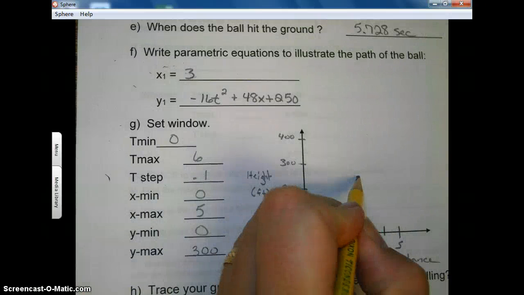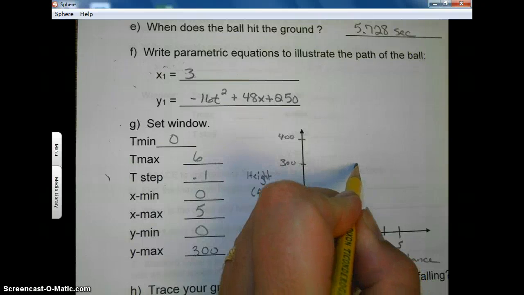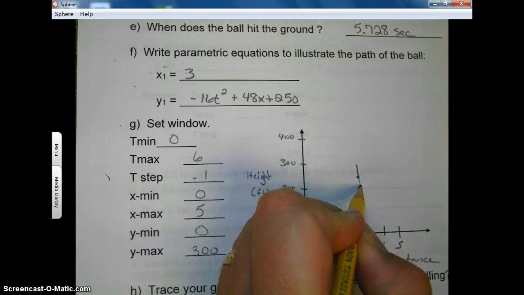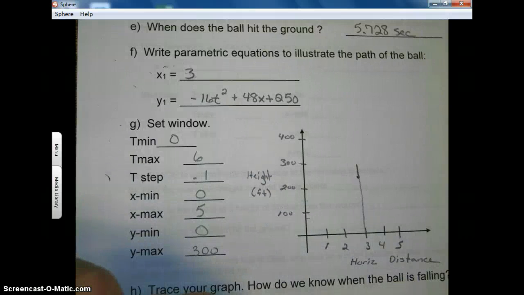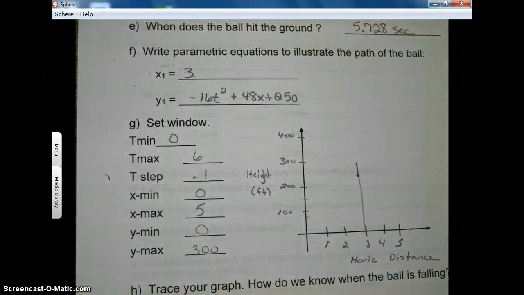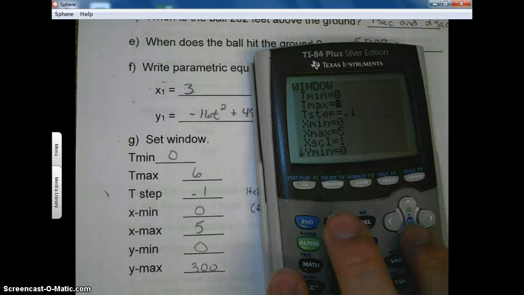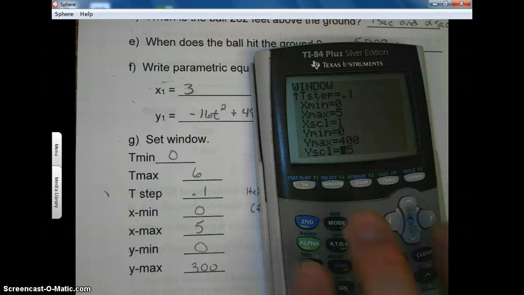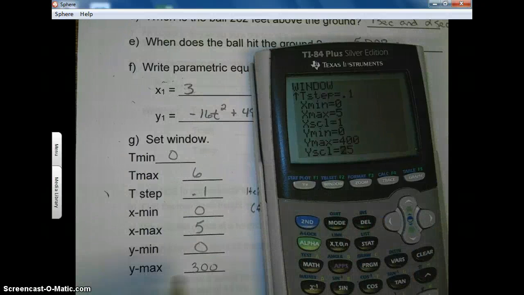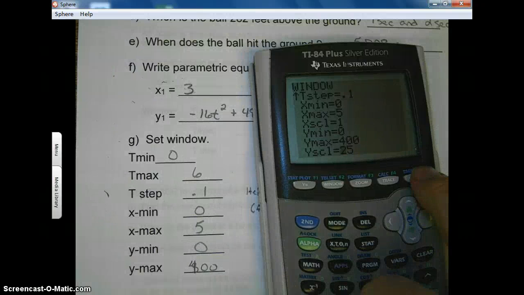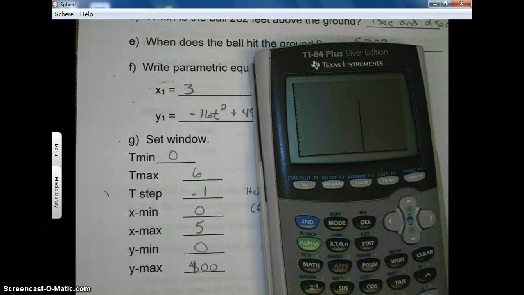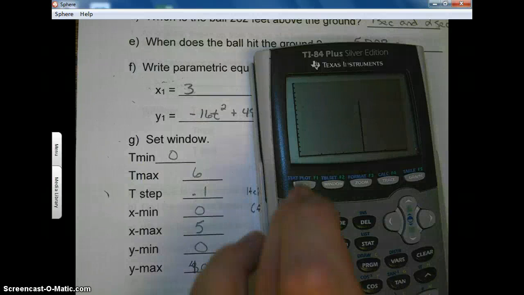It's going to go up, and what do you think it's going to do next? It's going to go down to the ground. Let's watch it, okay? So again, make sure you have those in. Make sure your window is set up properly as we have those numbers. I went to 400 instead of 300, doesn't matter. And let's graph it. Did you see it? It went up and then went back down.